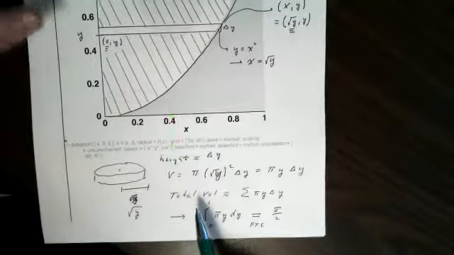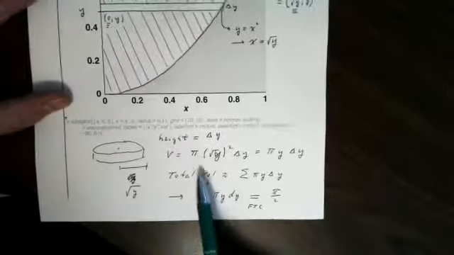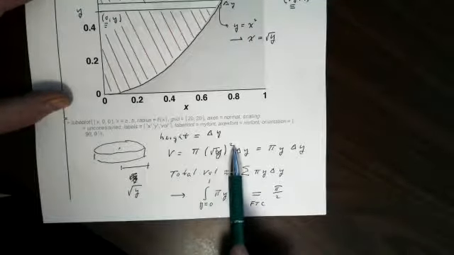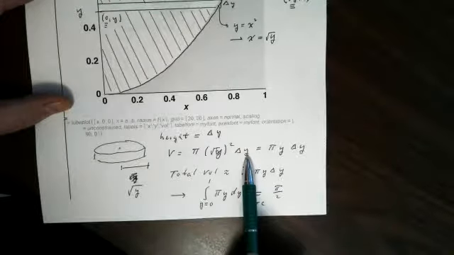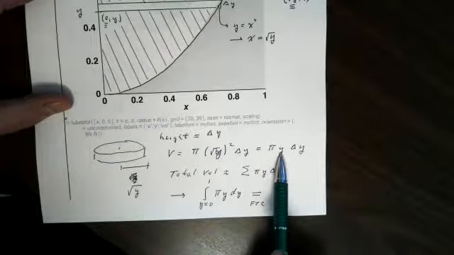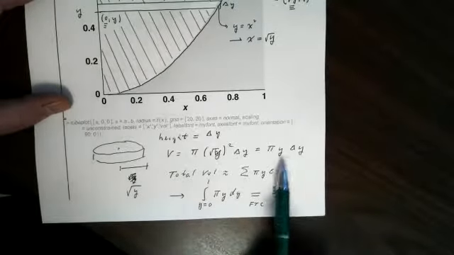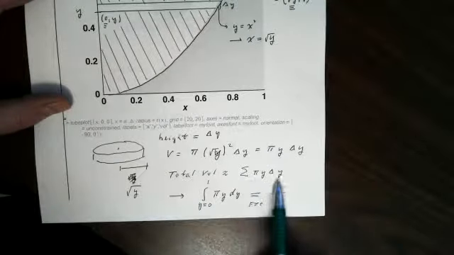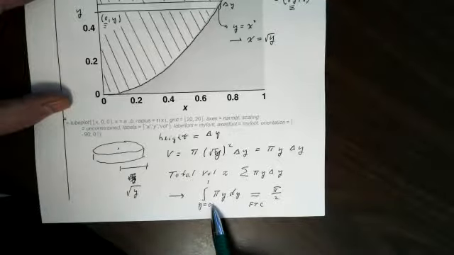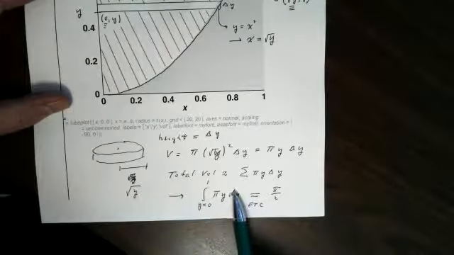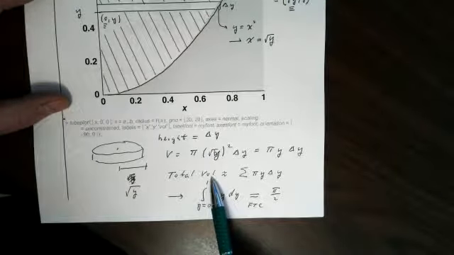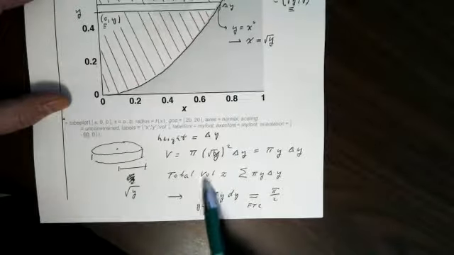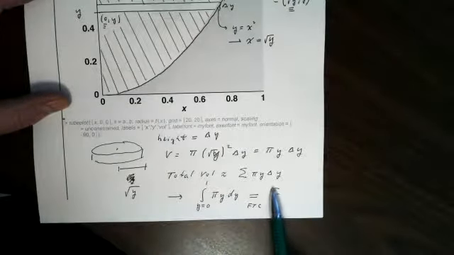Our cylinder then is going to have a volume of pi times the radius squared, square root of y squared, times the height, which is delta y. This simplifies to be pi y delta y. The total volume is what we get when we add together all of these little cylinders, and this becomes a definite integral. The delta y becomes a dy, and the endpoints go from y equals 0 to y equals 1. This integral can be evaluated pretty easily using the fundamental theorem. It works out to be pi over 2.